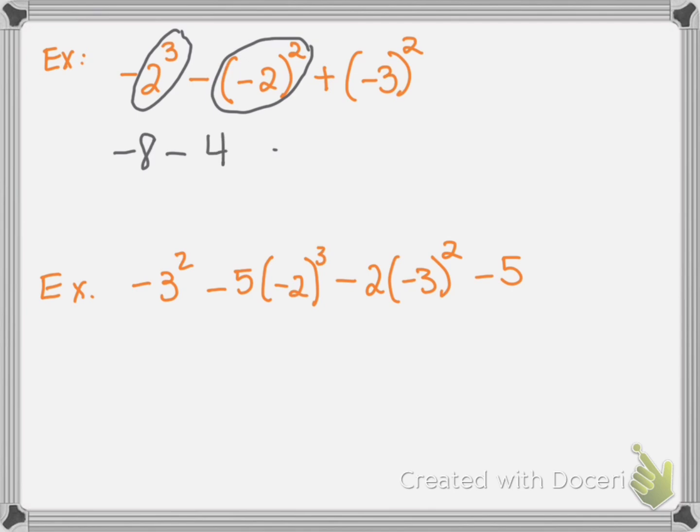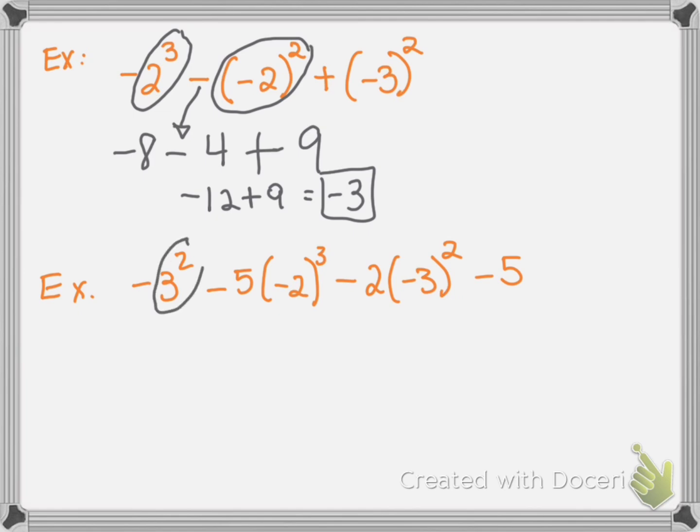Now, why do I have a negative? Because this negative has to come there to multiply. Then we have plus, and then negative 3 to the second power, which is positive 9. Now we have negative 8 minus 4 is negative 12, and negative 12 plus 9 is negative 3. And that's our answer. Let's look at the next example.